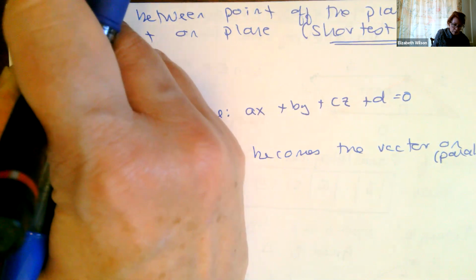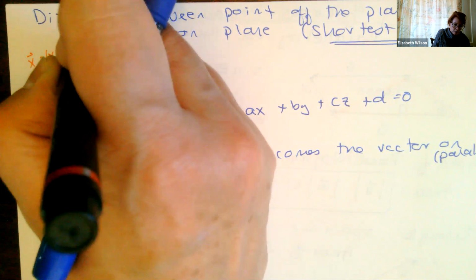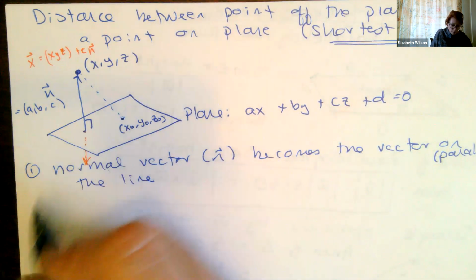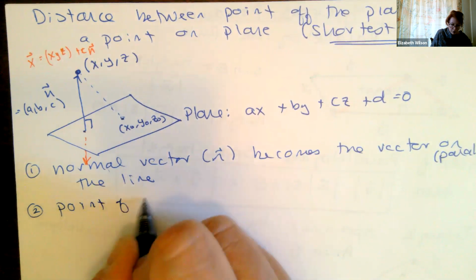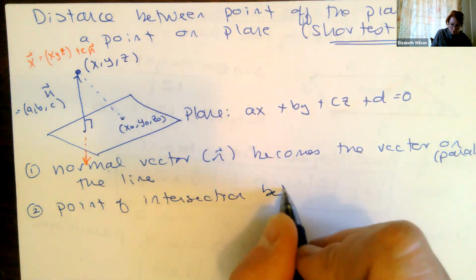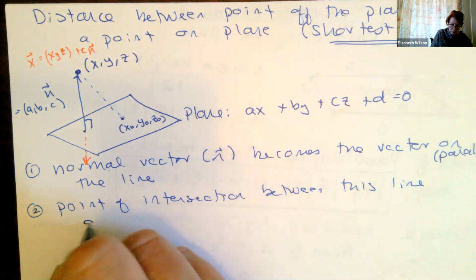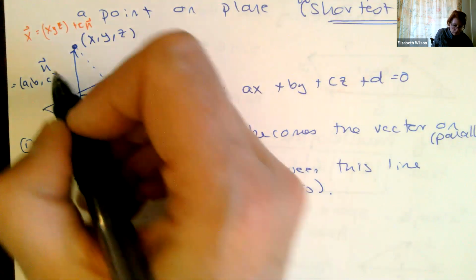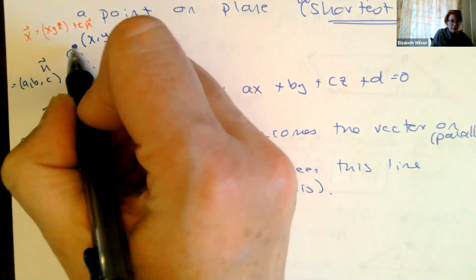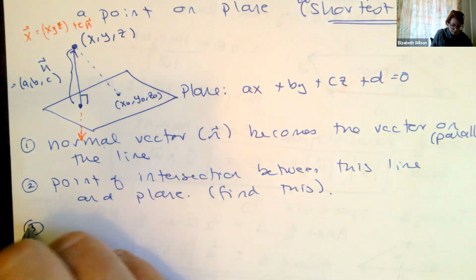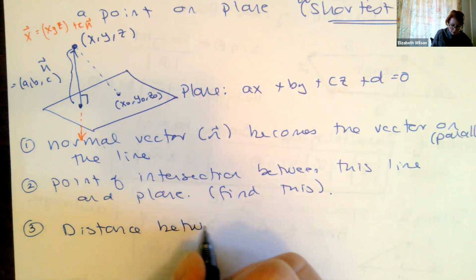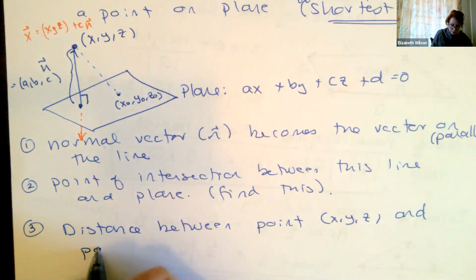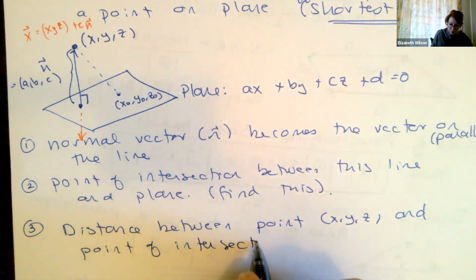So I'm going to say x bar equals x, y, z, this point here, plus t times the normal. T is our parameter, normal is our vector. So it's a vector on that line. And what I want to do is find the point of intersection between this line and the plane. We need to find this. Once I find that point of intersection, I can calculate the distance between those two points. The distance between point x, y, z, which is the one off the plane, and the point of intersection is our shortest distance.